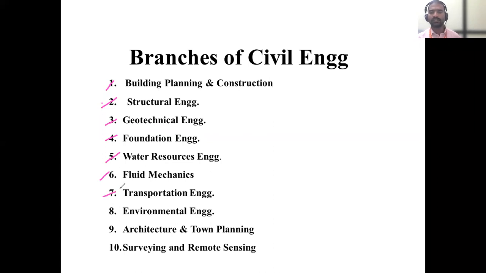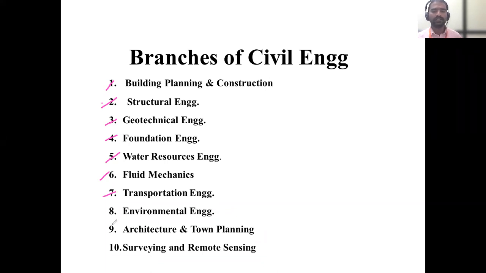Transportation engineering is related to transportation. What are the sub branches of transportation? Highways, railways, bridges, airports, canals, tunnels, ducts and harbors.